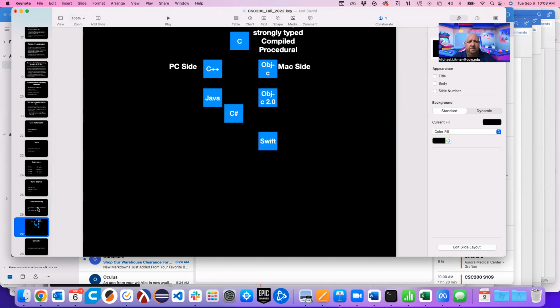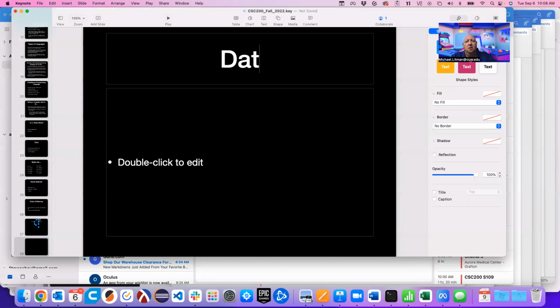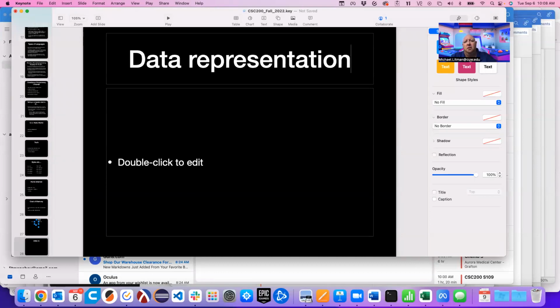Okay, so let's start by talking about data representation. I want to put us in a mode where we start thinking about using something to represent something else.